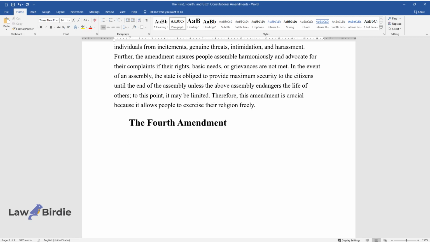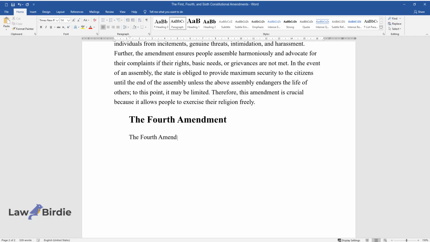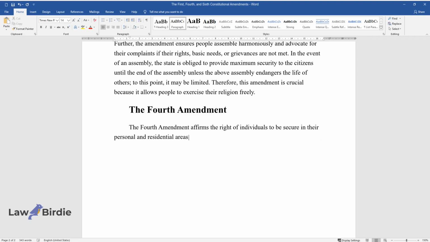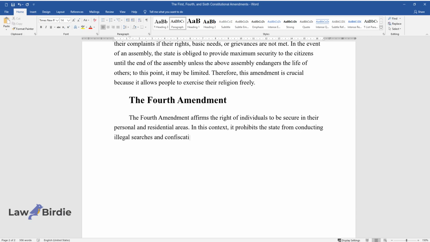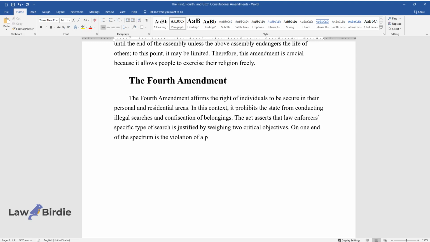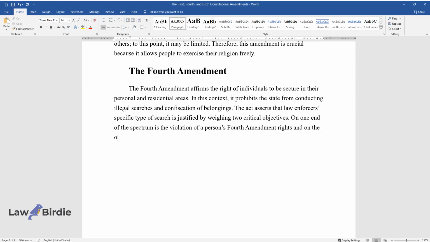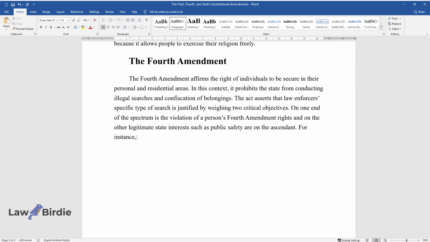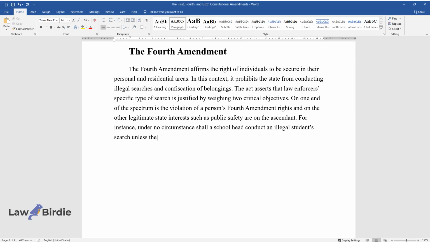The Fourth Amendment. The Fourth Amendment affirms the right of individuals to be secure in their personal and residential areas. In this context, it prohibits the state from conducting illegal searches and confiscation of belongings. The Act asserts that a law enforcer's specific type of search is justified by weighing two critical objectives. On one end of the spectrum is the violation of a person's Fourth Amendment rights, and on the other, legitimate state interests such as public safety are on the ascendant. For instance, under no circumstance shall a school head conduct an illegal student search unless the search is warranted.